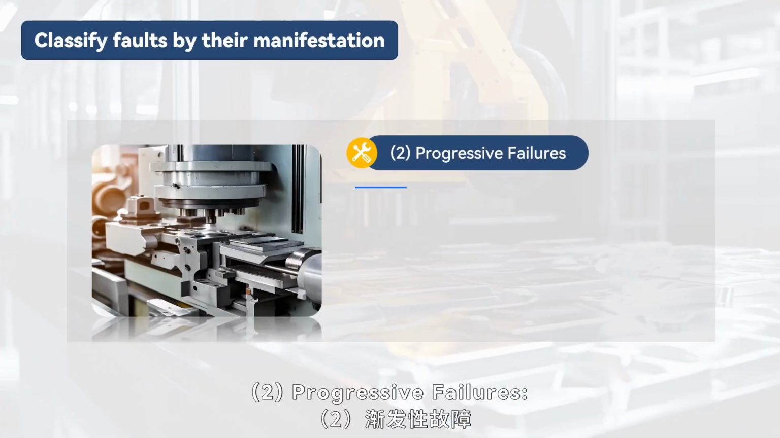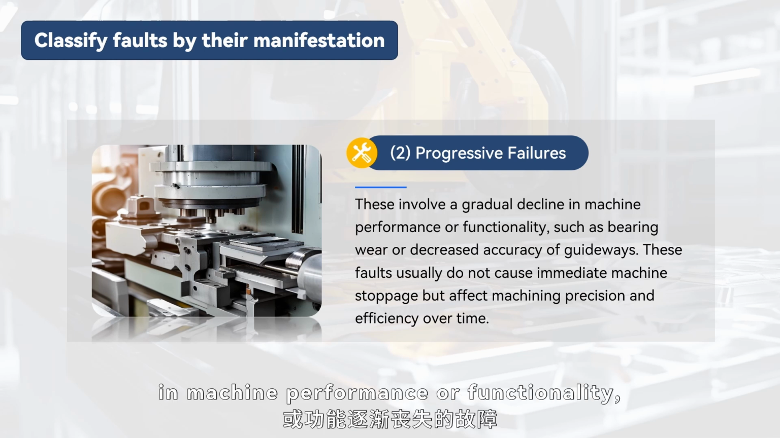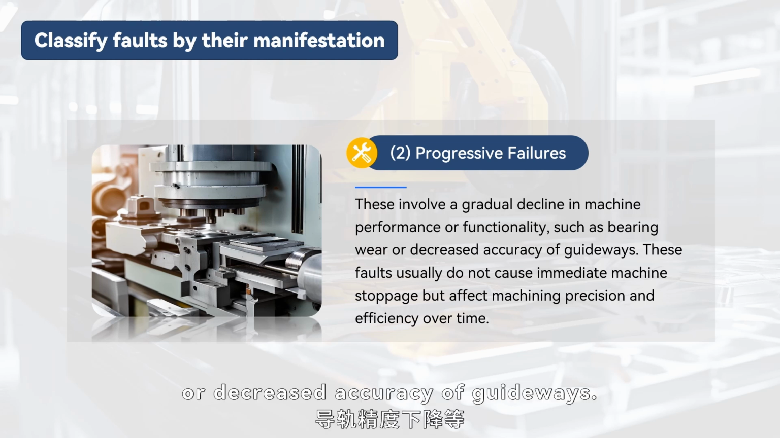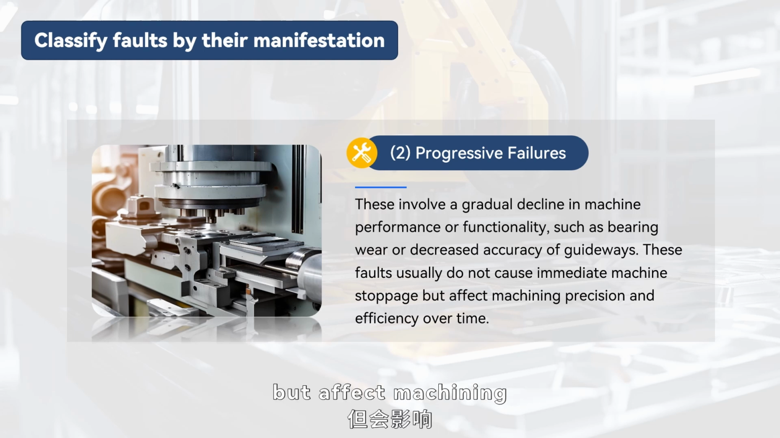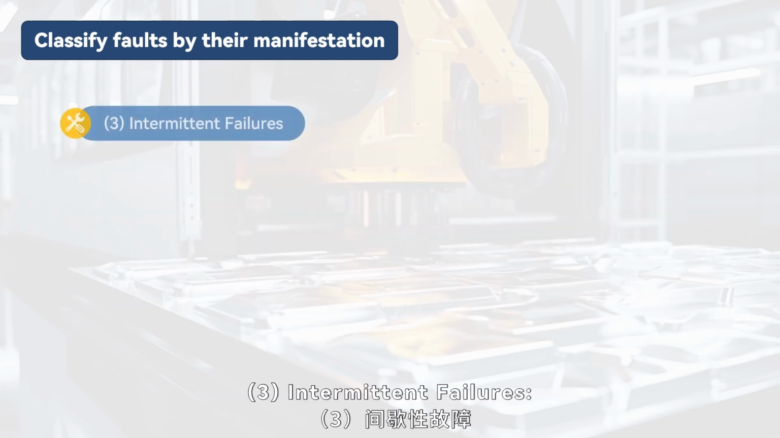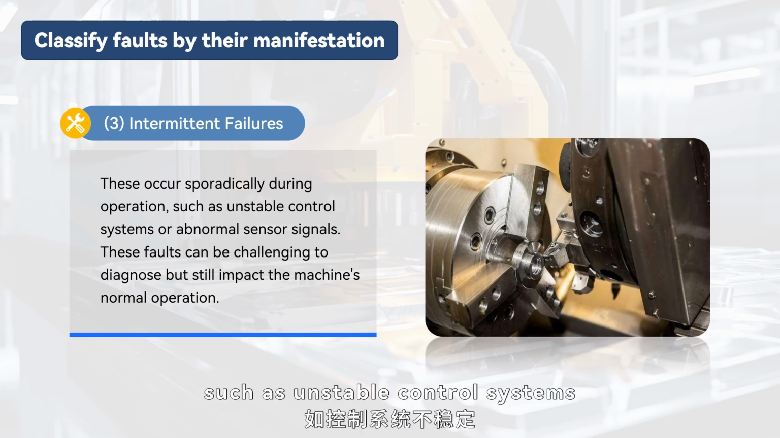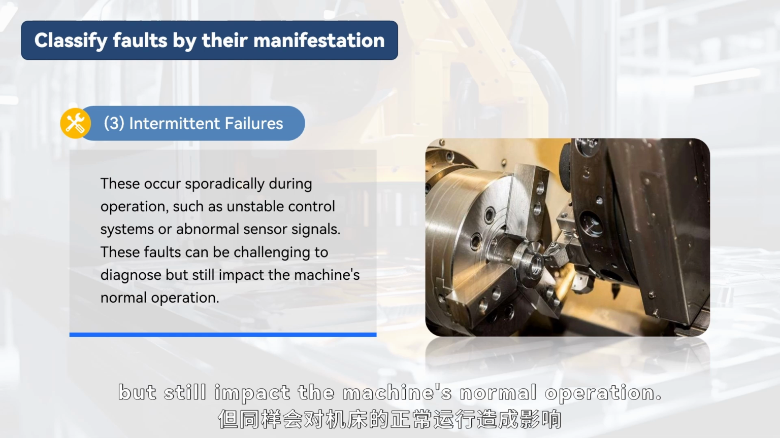2. Progressive failures. These involve a gradual decline in machine performance or functionality, such as bearing wear or decreased accuracy of guideways. These faults usually do not cause immediate machine stoppage, but affect machining precision and efficiency over time. 3. Intermittent failures. These occur sporadically during operation, such as unstable control systems or abnormal sensor signals. These faults can be challenging to diagnose, but still impact the machine's normal operation.